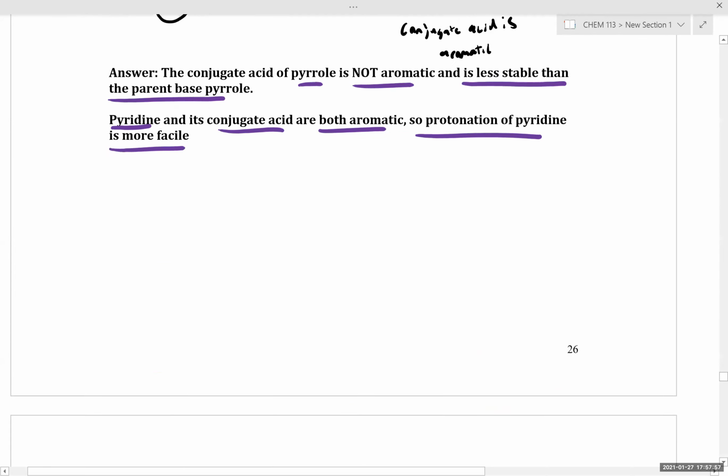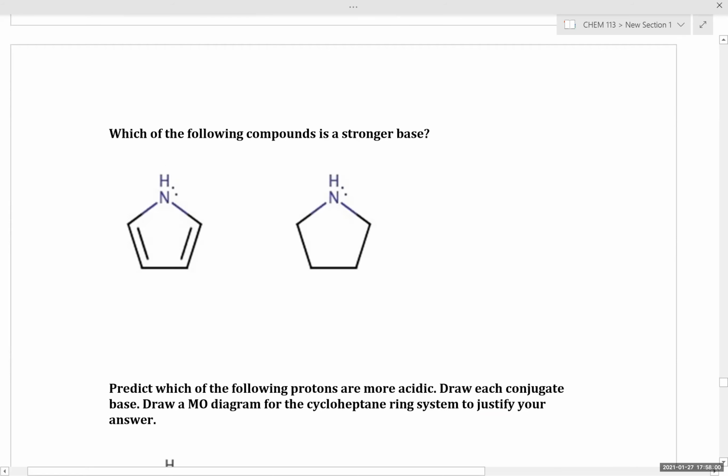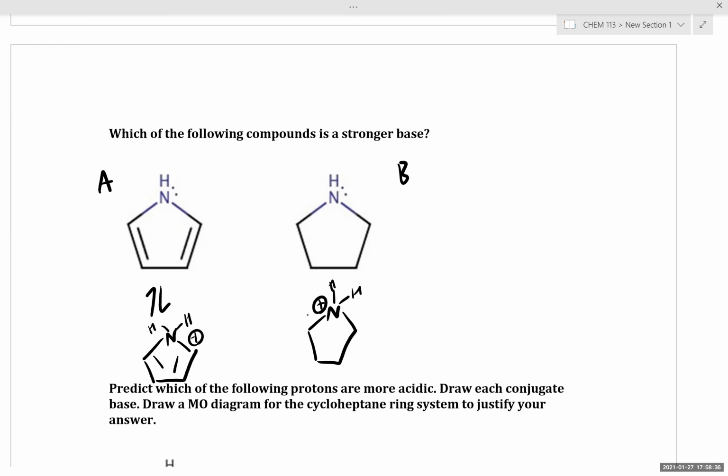Okay, so let's keep going now. I'd like you to answer the question, which of the following compounds is a stronger base? It's important to think about it in terms of differences between your base and the conjugate acid. So I'm drawing out these conjugate acids, and what do we think? A or B? What is the stronger base? And for those who are answering A, would you be able to provide a justification why?